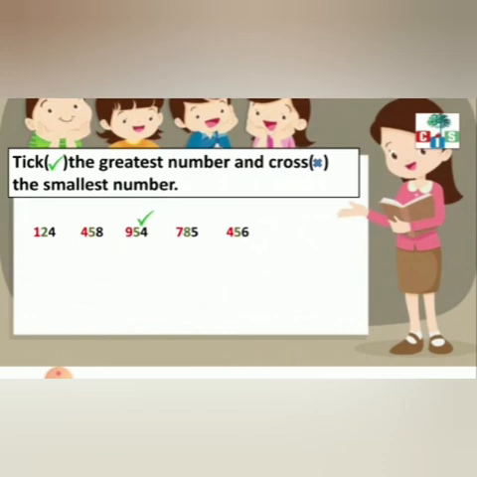Okay. Now we have to find the smallest number. So we will not look at this number because it is the greatest number. So here it's 1. Again 4. Now 7 and 4. So 1 is the smallest. So we will put a cross on 124.